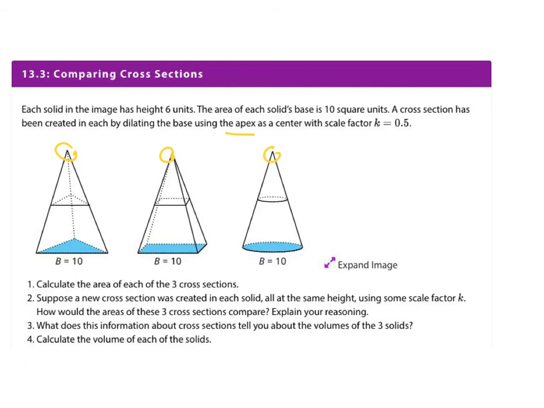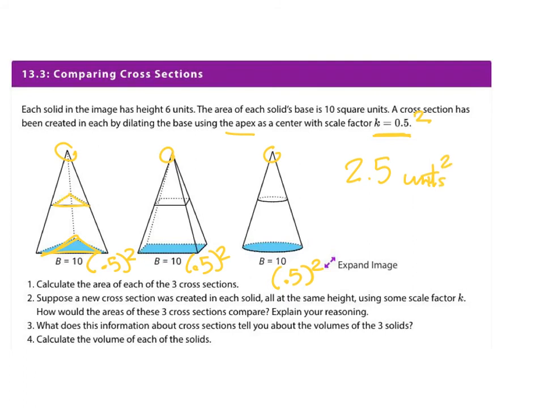Okay, if we have a scale factor of 0.5, I'm going to take the area of the base, and since we're talking area, what am I going to do with the scale factor? Okay, when I have a scale factor and I'm messing with area, I need to square the scale factor. So the area of the base is 10 times 0.5 squared. The areas of the bases are all equal. So if I'm multiplying by a scale factor of 0.5 squared, my answer will be 2.5 units squared.